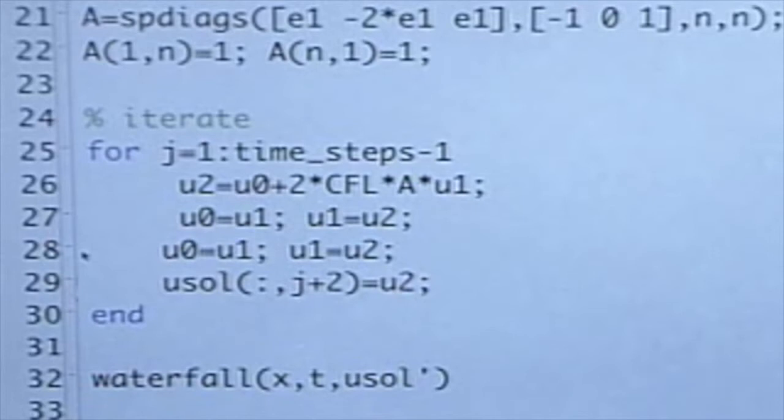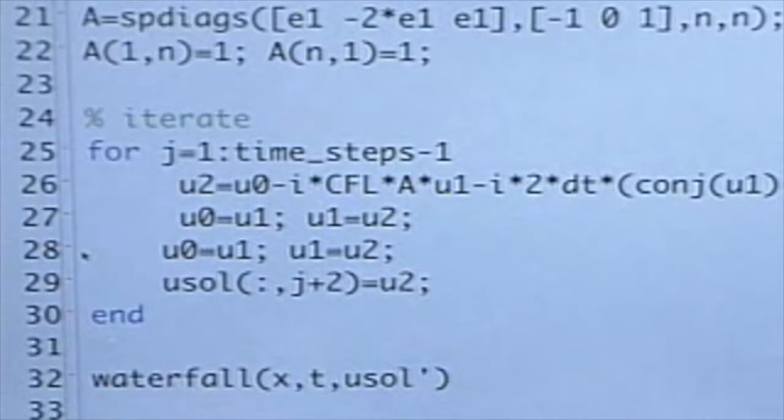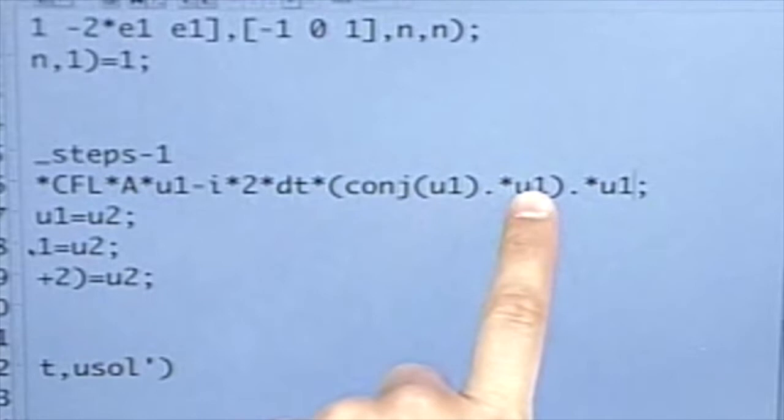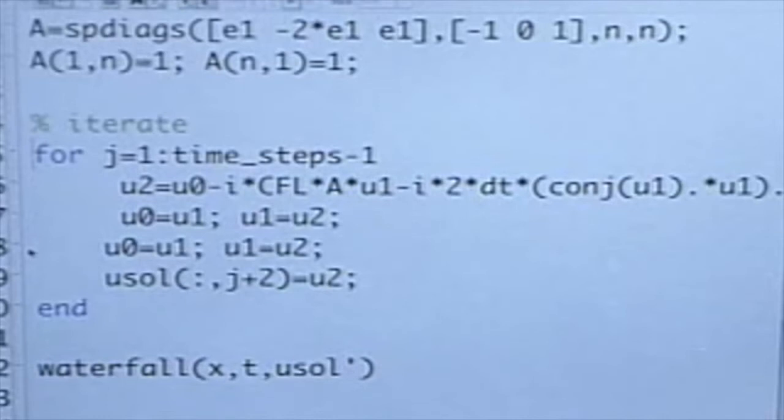So I have that, but now my equation is, well, U2 is equal to U0 plus, if you work out what you've got up there on the board, which I have before, and we don't have time to work it out now, you get this: I times the CFL times the matrix A times U1 minus, actually, let me pull this up together because otherwise we'll go off the screen. I times 2 times dt times conjugate of u1 times u1 times u1. So that's u1 star times u1, which is modulus squared times u1. That's it. Now you've got basically nonlinear Schrodinger solved.